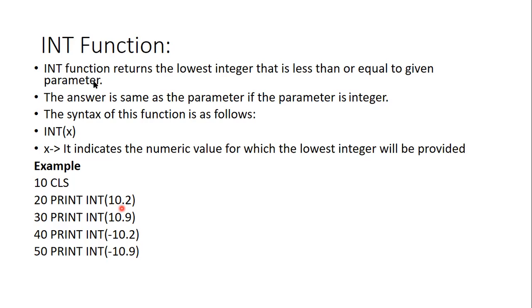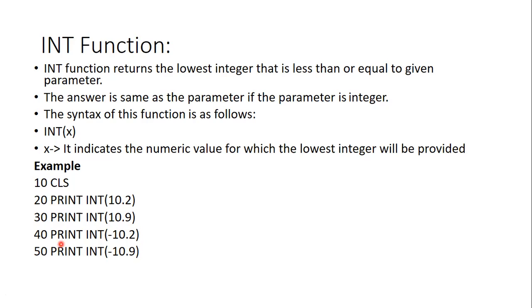What is being passed here? 10.2, and as we know that it will return the lowest integer. Clear? That is less than or equal to the given parameter. So for 10.2, what is the lowest integer? As here is 0.2, the lowest integer would be 10. As a result of this statement, 10 would be printed on the screen. Line number 30 is again a print statement, print INT 10.9. Now its highest integer will be printed. Clear? That would be 11.